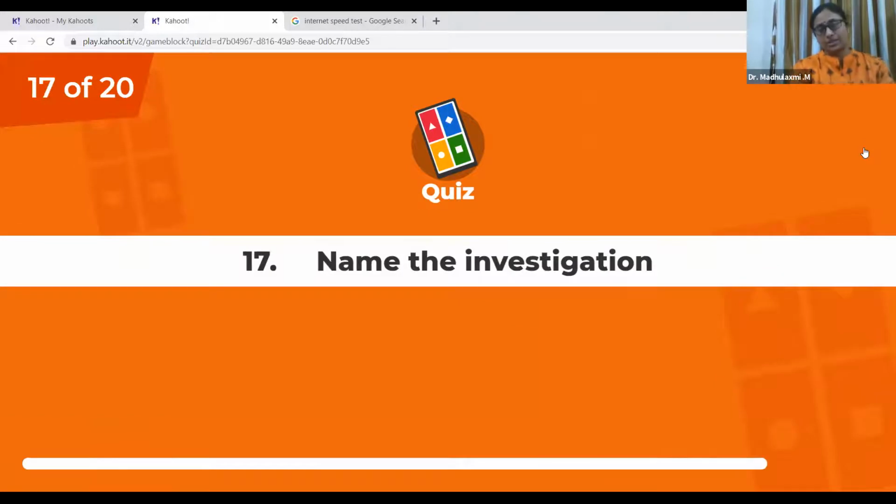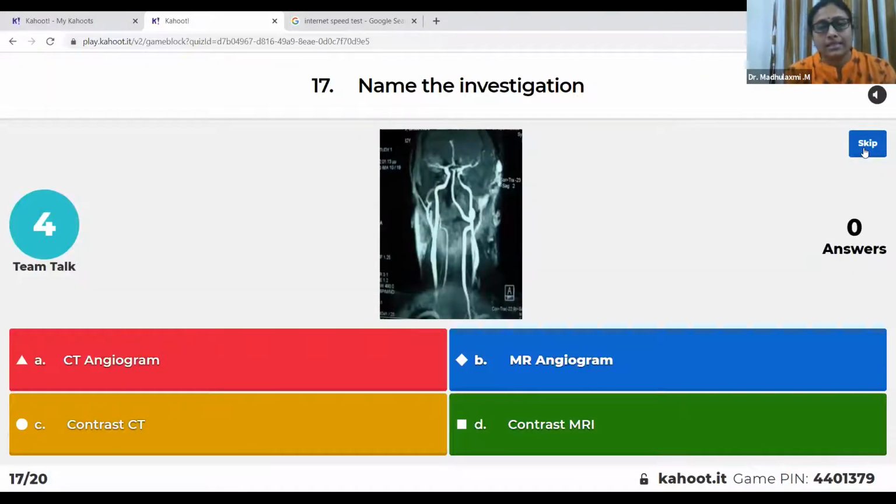Name the investigation. Is it a CT angiogram, MR angiogram? Is it a contrast CT or a contrast MRI? Just name the investigation. I think it's pretty easy considering all the questions have been answered well.